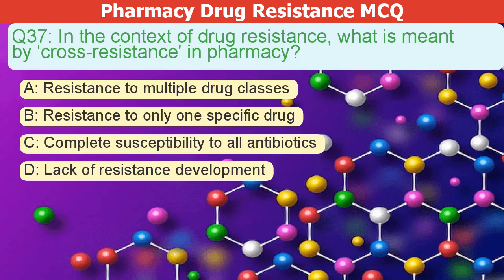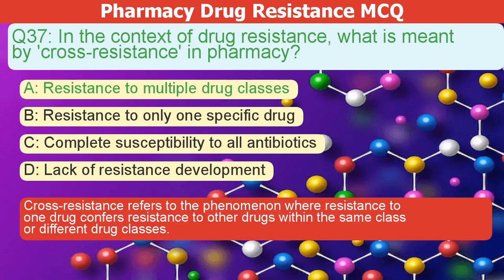In the context of drug resistance, what is meant by cross-resistance in pharmacy? A. Resistance to multiple drug classes. B. Resistance to only one specific drug. C. Complete susceptibility to all antibiotics. D. Lack of resistance development. The correct answer is A.